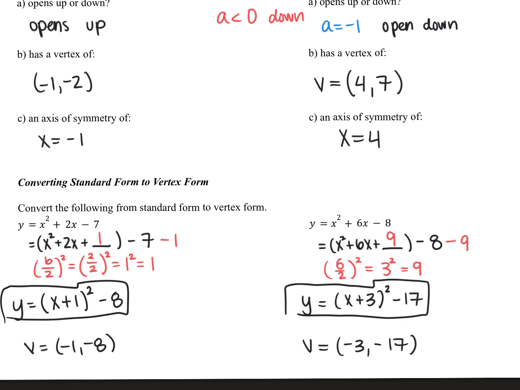Let me know if you have any questions about graphing quadratics in either standard form or vertex form, identifying the direction it opens, the vertex, or the axis of symmetry from either standard form or vertex form, and then of course converting from standard form to vertex form.